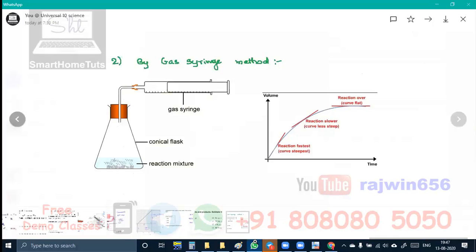As this reaction is happening, what is going to happen? The amount of gas will increase, but the speed is going to decrease. At a certain point, the curve will become flat. It means the amount of gas formation has stopped. Now, this is a very particular method in which the rate of reaction can be measured, how fast the reaction is going to take place. If you have any questions, you can ask me from here.